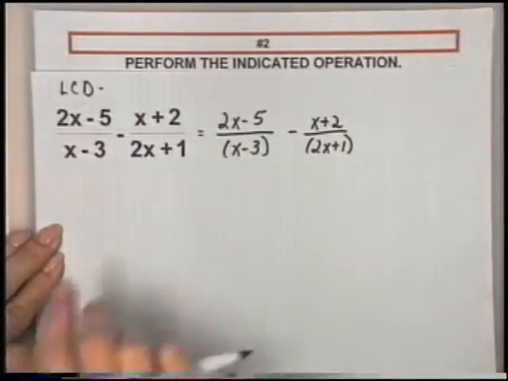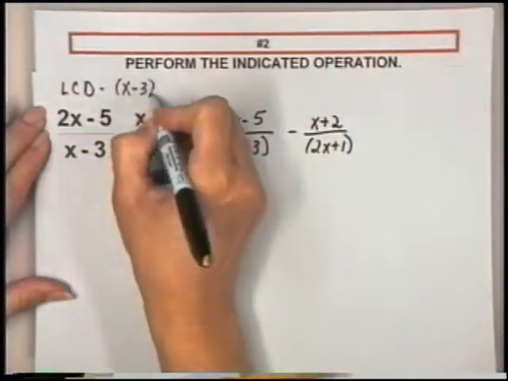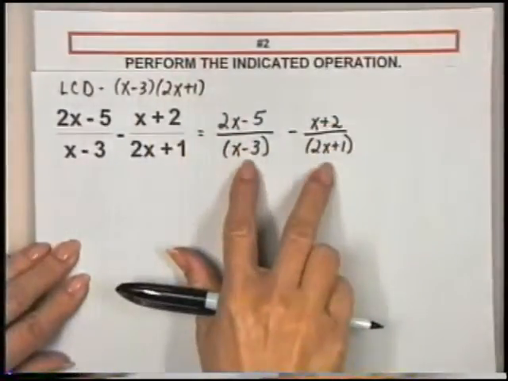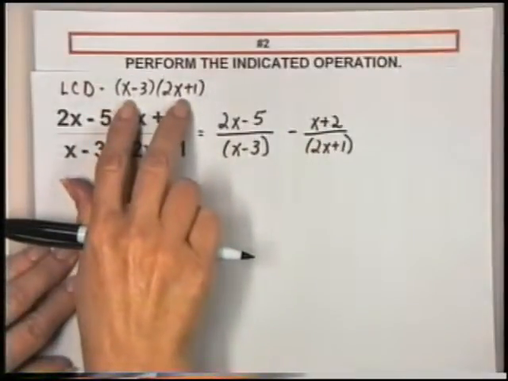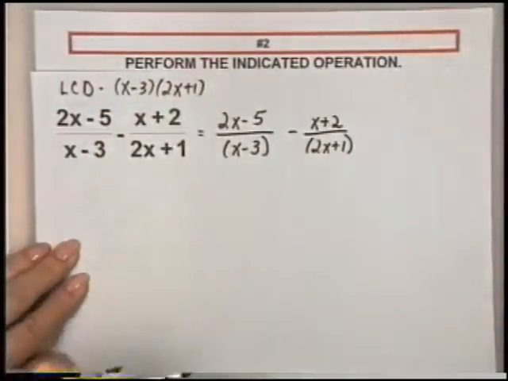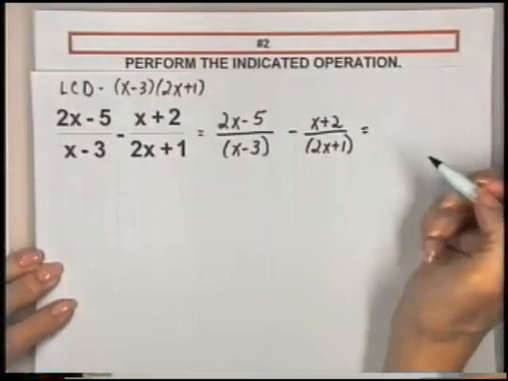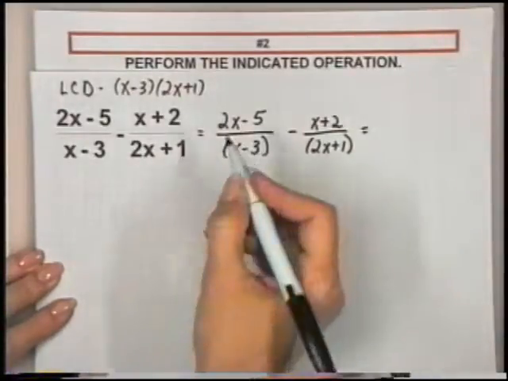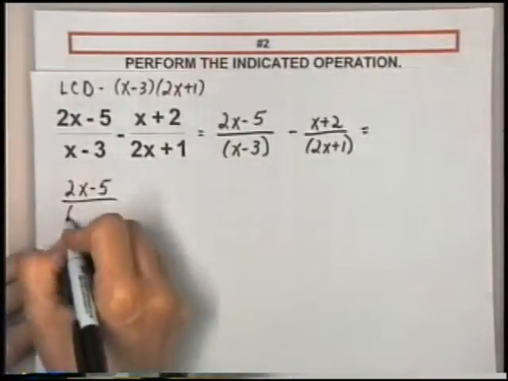Let's decide what the LCD is. Let's get each different prime factor. X minus 3, 2x plus 1. Each of these factors is raised to the first power, so we will use each factor raised to the first power in the LCD. Let's now multiply each fraction by the needed factor, so we have equivalent fractions with the denominator equal to the LCD. Let's write our first fraction.